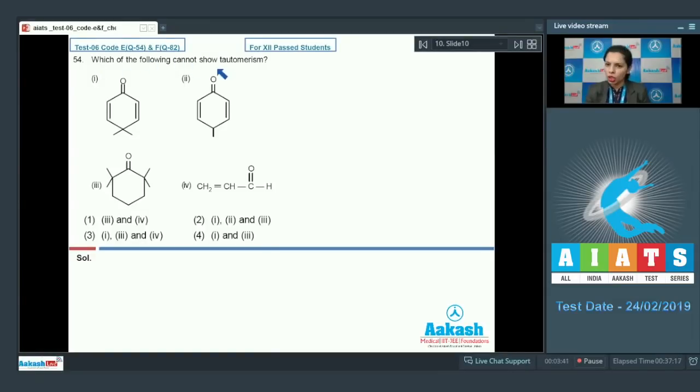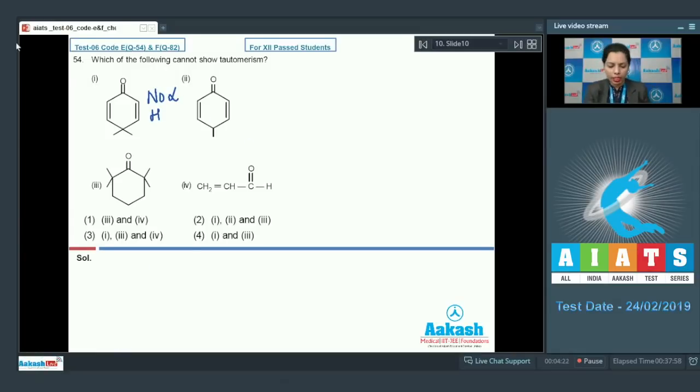Which of the following cannot show tautomerism? If we talk about these compounds in which the keto group is here, it means the carbonyl carbon is there, and we need to identify those compounds which cannot show tautomerism. We should know that for tautomerism, there should always be an alpha hydrogen present from the keto group. It means we need to check whether there is the presence of alpha hydrogen or not. In this compound there are 2 alpha carbons, but there is no alpha hydrogen available for keto-enol tautomerism basically. So we can say there is no alpha hydrogen.